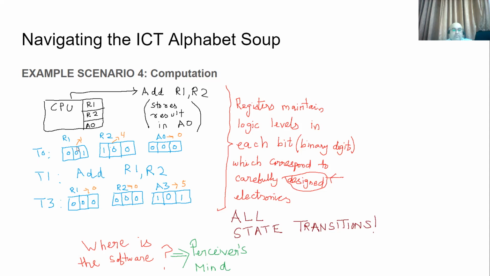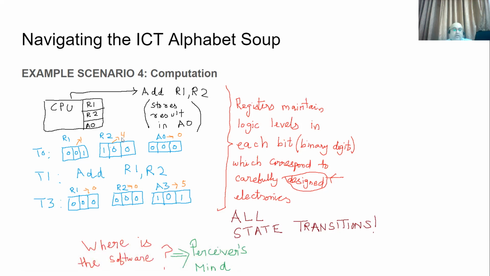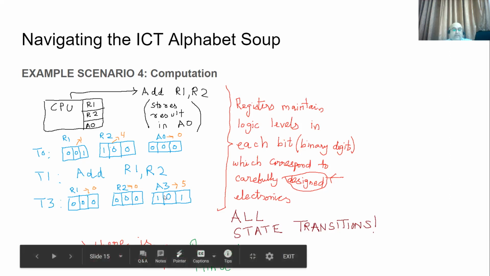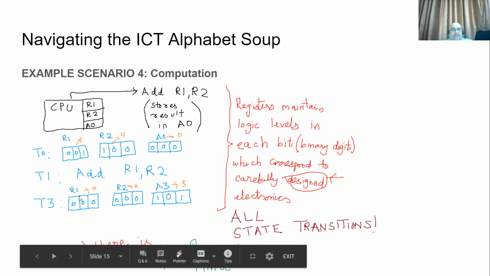So let's say at time t0, this is the state of these registers. R1 has this binary sequence, which is decimal 1. R2 has this binary sequence, which is decimal 4. A0 has this representation, which is 0. At time t1, we execute this instruction, add R1, R2 on the CPU. And at time t3, it gives the result in, so this is a typo, I meant A0. So it stores the result in A0. And the result is this 101, which is decimal 5, as it should be. 4 plus 1 is equal to 5. And let's say the instruction is designed in such a way that it clears the operand registers R1 and R2 and makes them 0, right? So let's say this has happened at time t0, t1, and t3.